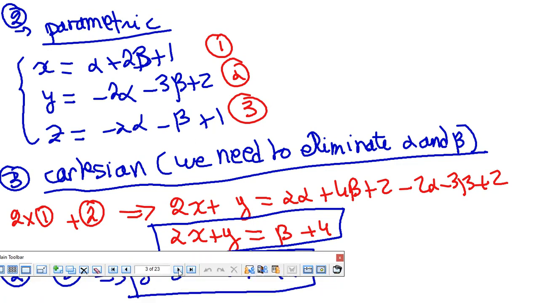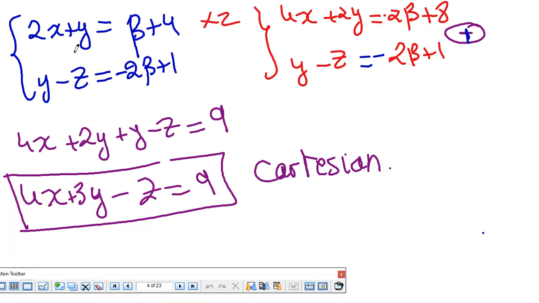Now I have two other equations with two unknowns, x, y, and y, z, but I need now to think about eliminating beta. And once I eliminate beta, I will get the Cartesian equation. I will multiply the first equation by 2, and then I will add. So I will have 4x plus y plus 2y minus z is equal to 9, and this is the Cartesian equation of the line.